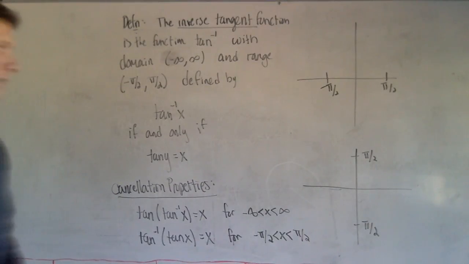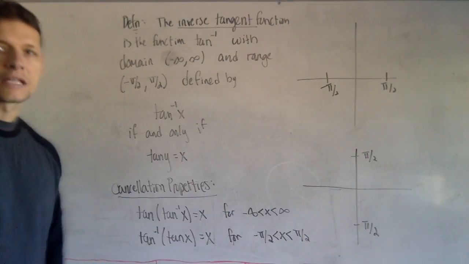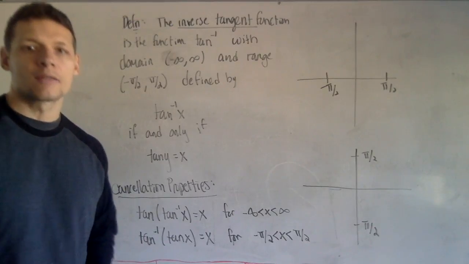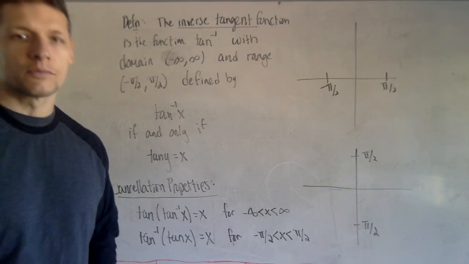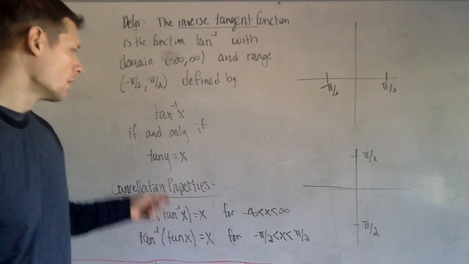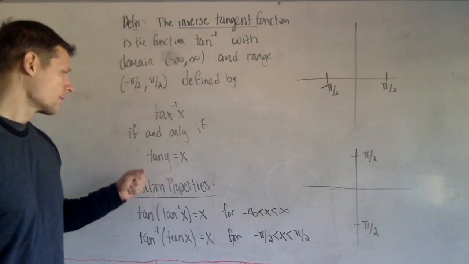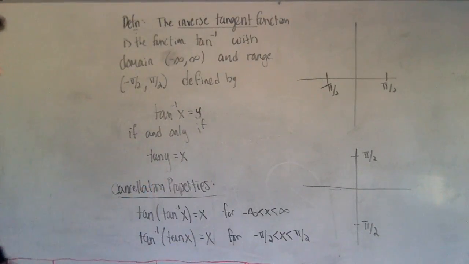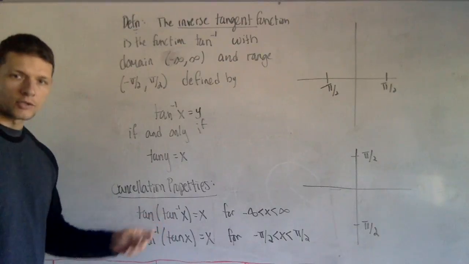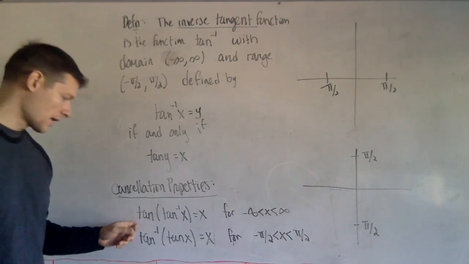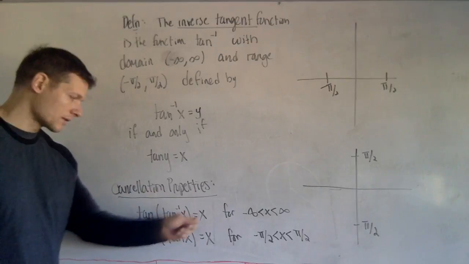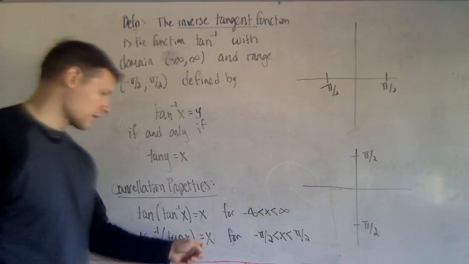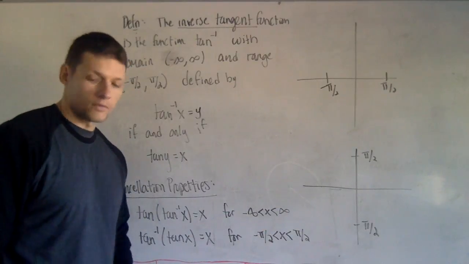Okay, so the last thing we want to talk about in this section is the inverse tangent function. The inverse tangent function is the function tan inverse with the domain negative infinity to infinity and range negative pi over 2 to pi over 2. It's defined by the rule tan inverse of x equals y if and only if tangent of y equals x. And of course it has cancellation properties similar to sine and cosine. Tan of tan inverse of x equals x if x is any real number, and tan inverse of tangent of x equals x if x is between negative pi over 2 and pi over 2.